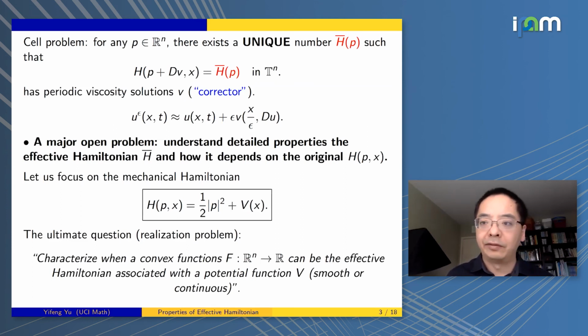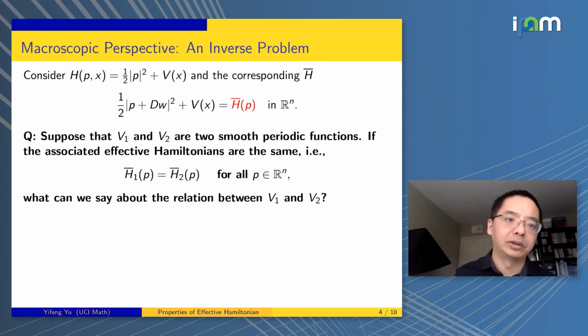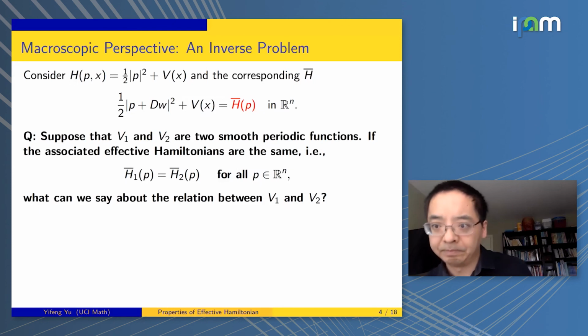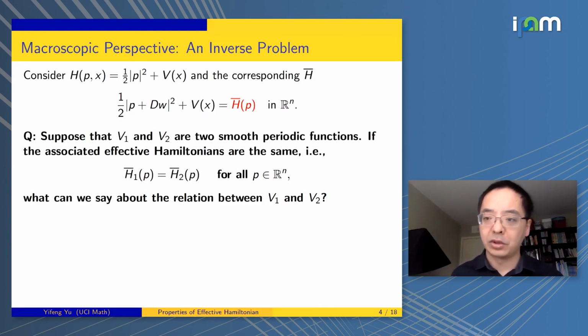From the larger scale point of view, I formulate it into an inverse problem. We can state the question as follows. We have capital V, the potential, and given a potential you get an effective Hamiltonian. Suppose you have two potential functions, V1 and V2. If they give you exactly the same effective Hamiltonian, what can you say about the relation between V1 and V2? This is an inverse type question.